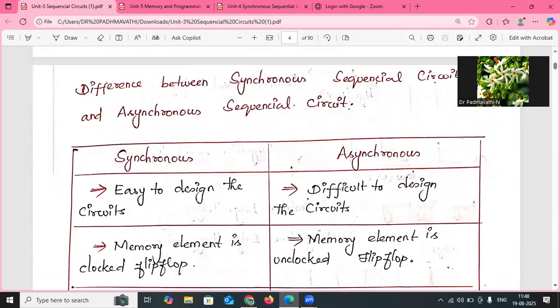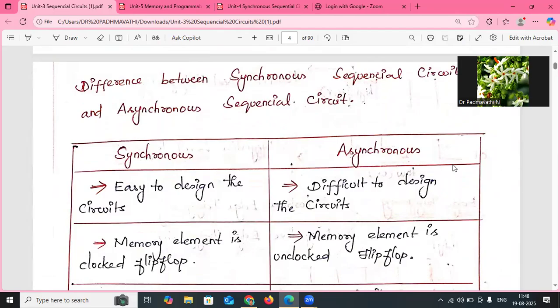Now we are going to discuss the difference between the synchronous sequential circuit and the asynchronous sequential circuit. Synchronous is easy to design, and asynchronous is entirely based on the mode, which type of mode we are going to use the devices, the pulsed mode and fundamental mode. Here the memory element is a clocked flip-flop in the synchronous case, whereas in the asynchronous case your memory element is an unclocked flip-flop.